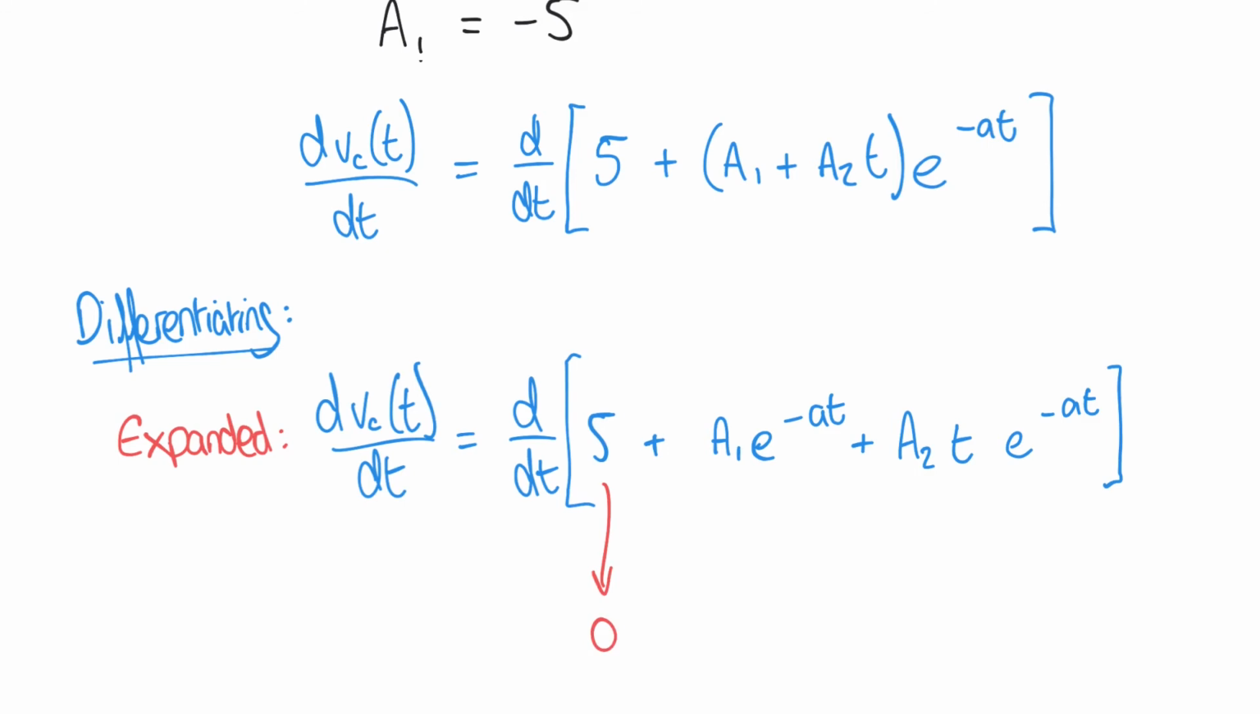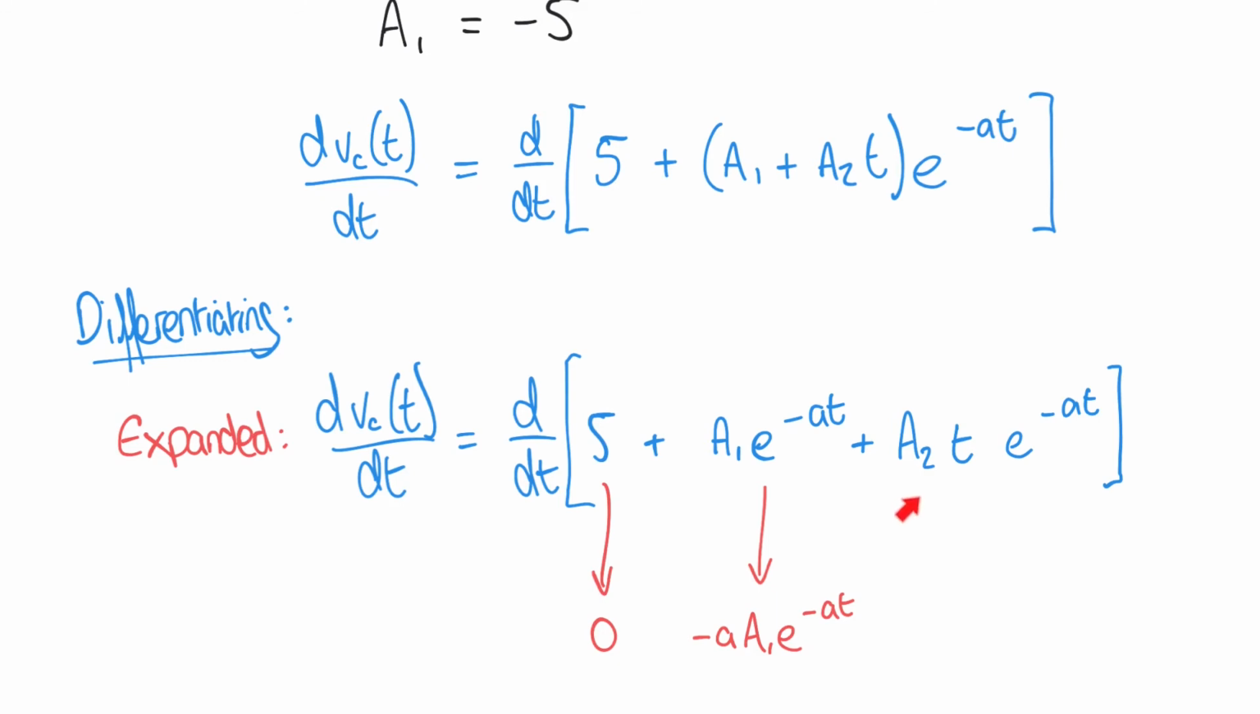This second term, A1 e to the power minus at, becomes minus a A1 e to the minus at when differentiated. So remember that when we're differentiating an exponential term such as this, all we do is we multiply by whatever the coefficient of t is in that power. So in this case, the coefficient of t is minus a. It's being multiplied by minus a. And so all we're doing is we're multiplying that whole term by minus a. So that appears at the start.